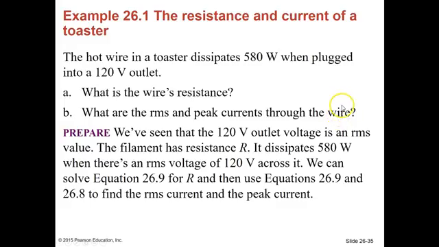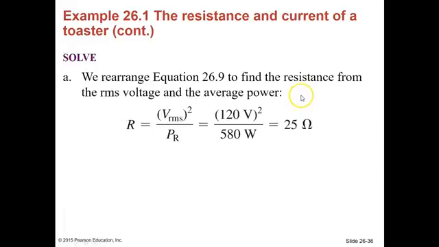This is a good example of using the RMS. This one says the resistance and current of a toaster. The hot wire inside a toaster dissipates about 580 watts when it's plugged into a 120 volt outlet. So they want to know 2 things. What is the wire's resistance? And then what are the RMS and peak currents that are going through that wire? So let's go ahead and solve the first part.